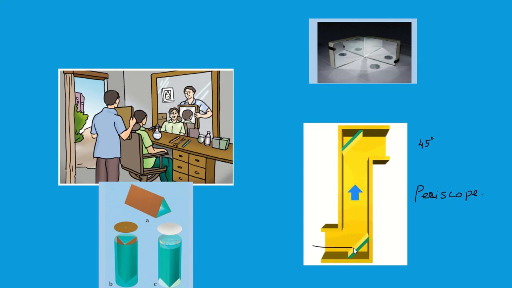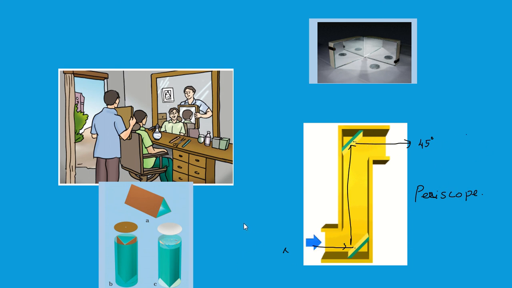See, here the light comes from the object. It goes and comes back, right? So you will be able to see the object through this mirror. Or if you are observing from here, you will be able to see the object which is kept at a higher level on this mirror.